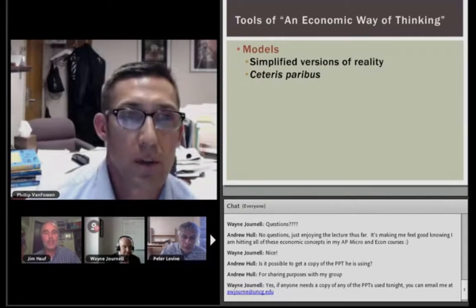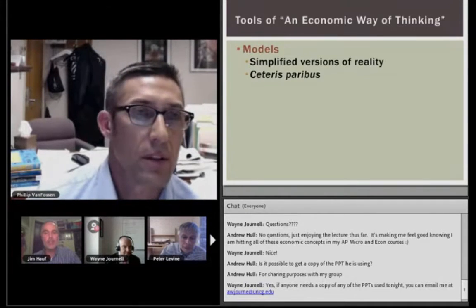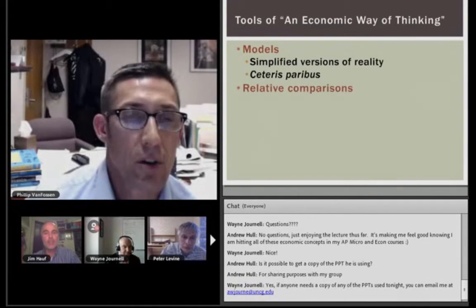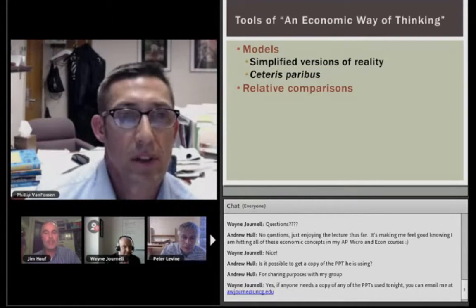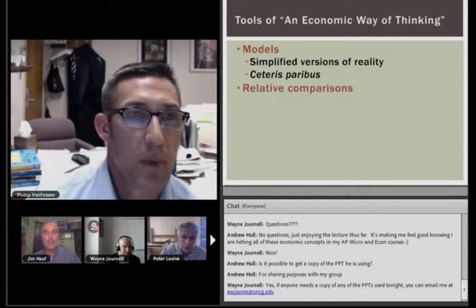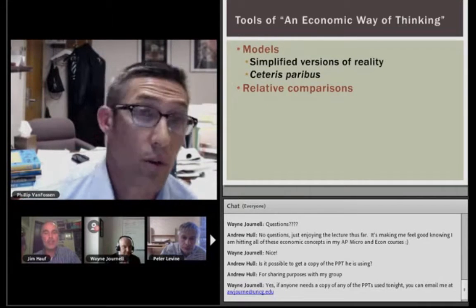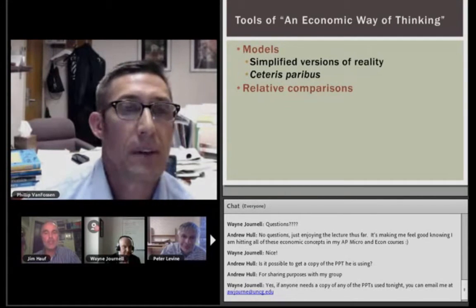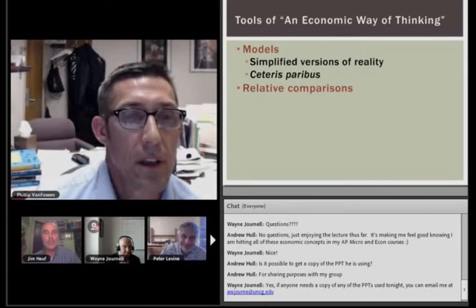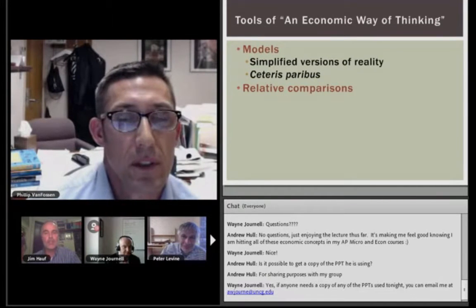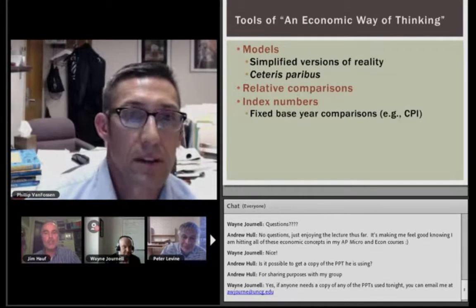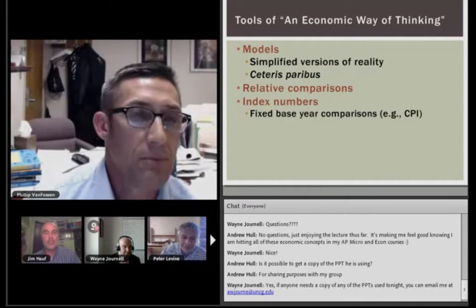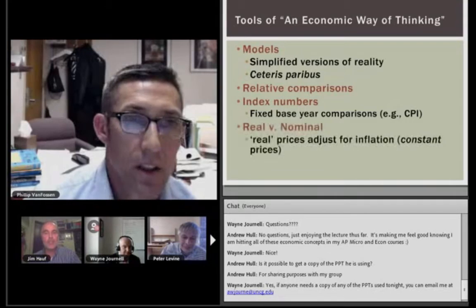So, continuing on with tools of an economic way of thinking, obviously economics is a model-driven discipline. Certainly simplified versions of reality with the assumption that we're holding certain variables constant, ceteris paribus, or all other things equal. It's also a discipline that engages in relative comparisons, relative to what my alternatives are, what's the best path for me or for others or for society. Additionally, other tools that we use in this discipline are indices, so things like the consumer price index, etc.